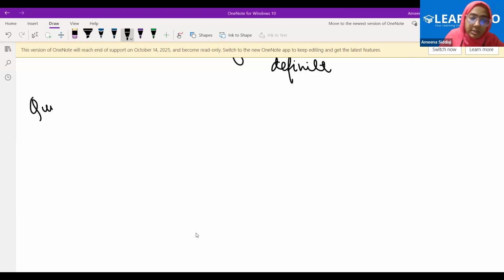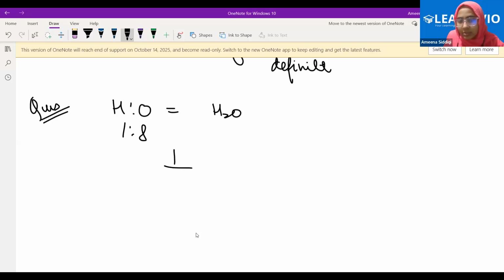Listen. Hydrogen and oxygen combine together to form water. Correct? That is one thing. What is the ratio in which they combine? 1:8. So let's first write the ratio. 1:8. Hydrogen and oxygen.